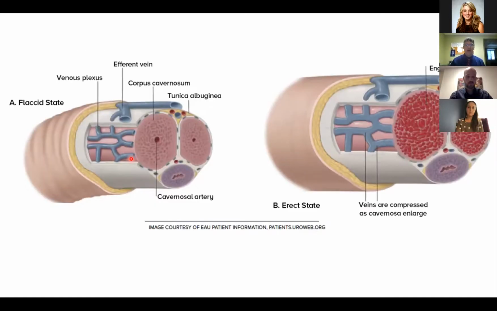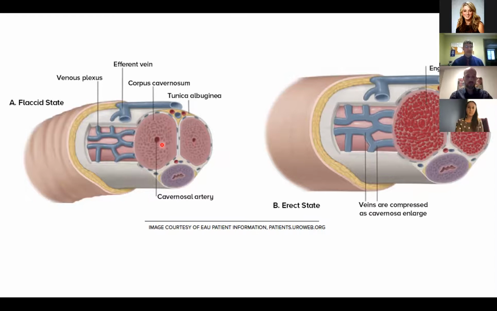So let's talk about how priapisms work. And this is how the penis works. So what we have is the 2 corpora cavernosa. These are spongy tissues, and in the middle is the cavernosal artery. Each corpora cavernosa is surrounded by a fibrous layer. And then on the outside of the penis, there's another fibrous layer. And between the corpora cavernosa and the tunica albuginea, the outside fibrous layer, is this venous plexus.